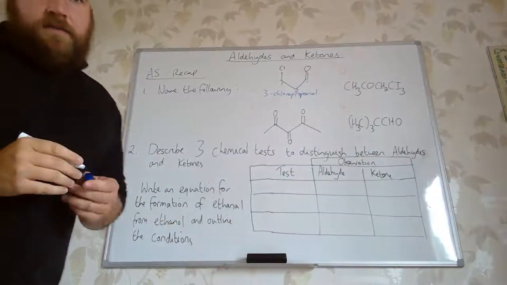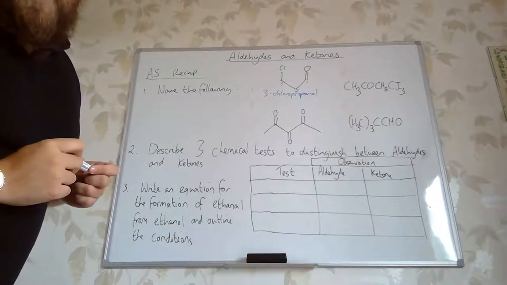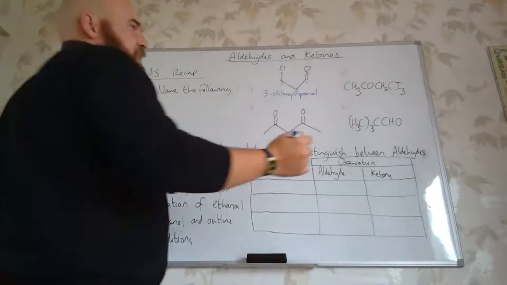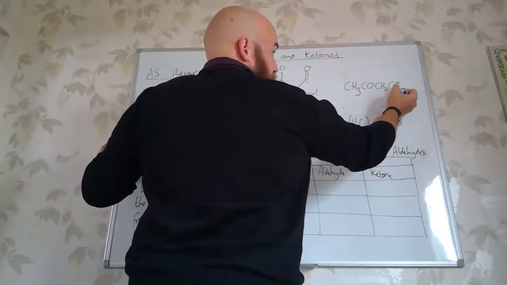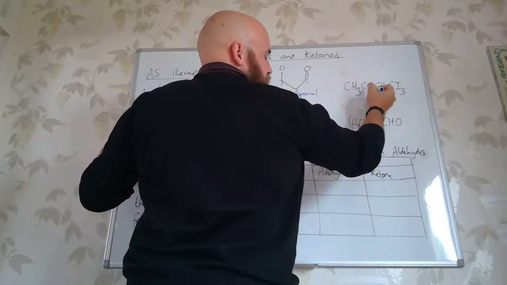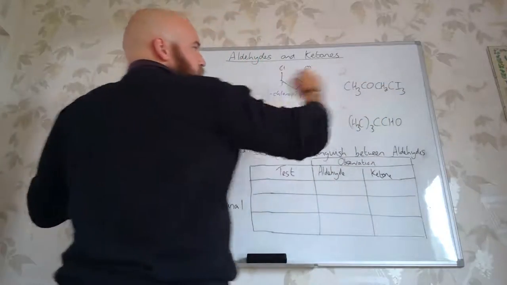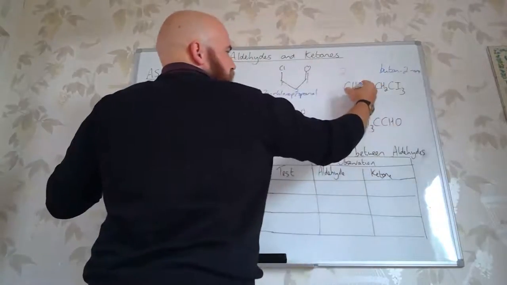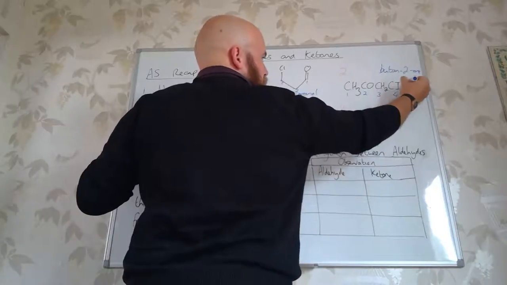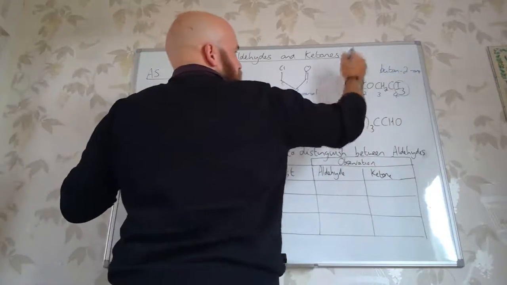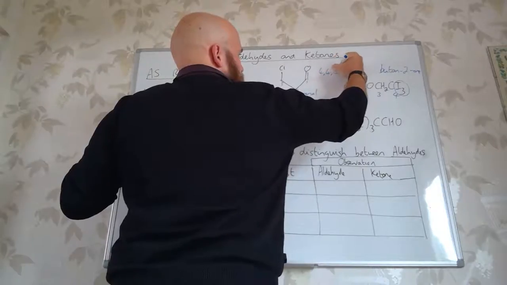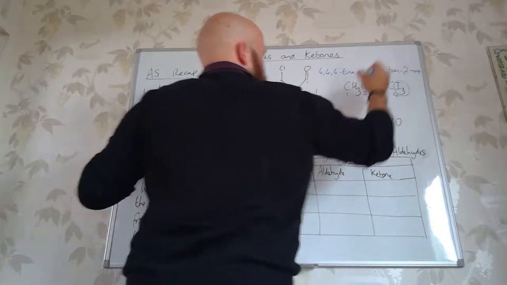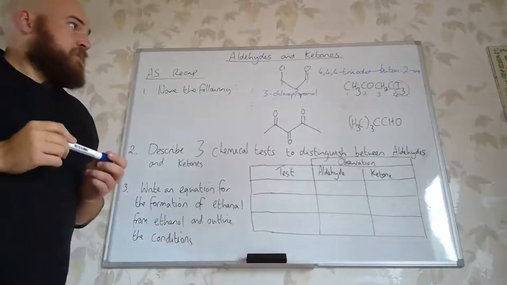And another one, we've got 4,4,4-triiodobutan-2-one. Right, now this is going to take some picking. It's 1, 2, 3, it's definitely 4 carbons, and it's butanone or butan-2-one because the ketone's in the middle. And then that becomes carbon 1, 2, 3, 4. So there are 3 iodines on the 4th carbon. Tri-iodo-butan-2-one. Yeah, which is actually spot on.